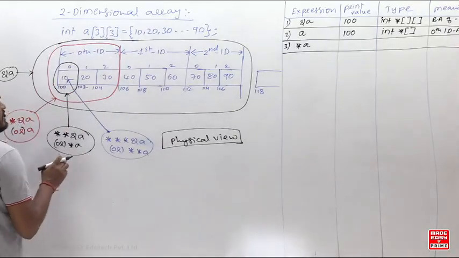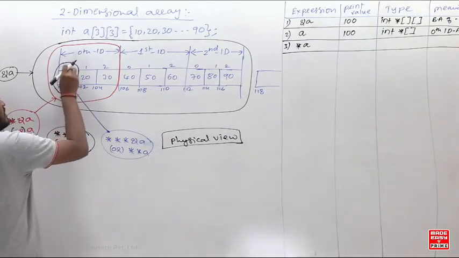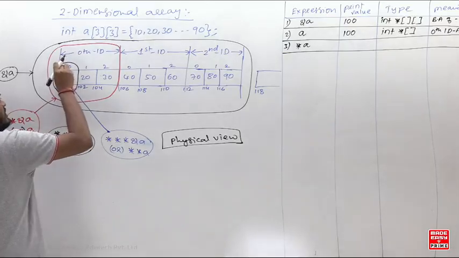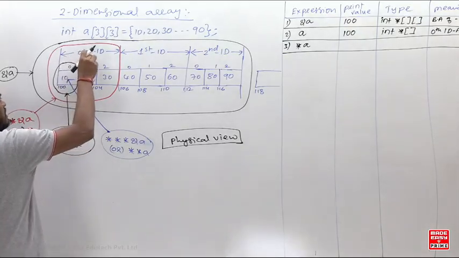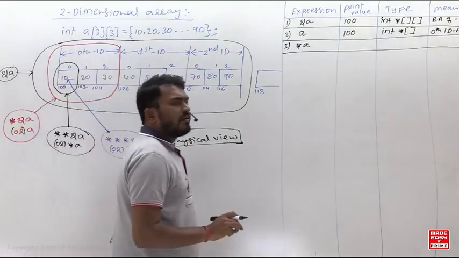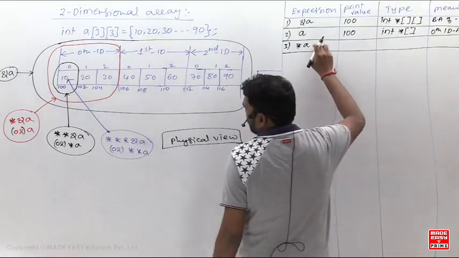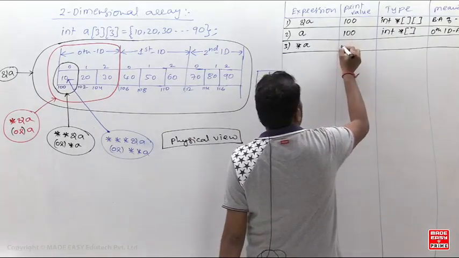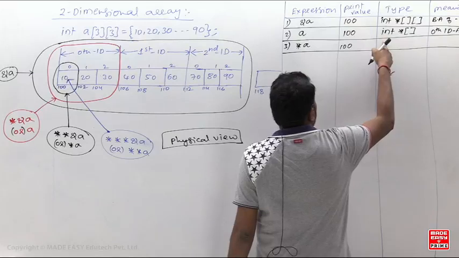So star A means what now? It is pointing to what? The 0th element, the 0th element of the 0th 1D array. Okay, right. Because it is pointing to the 0th element, what is the print value? 100 only. But what is the type?